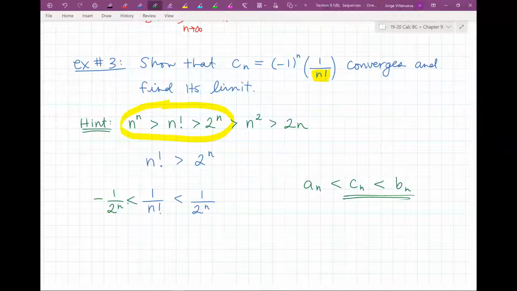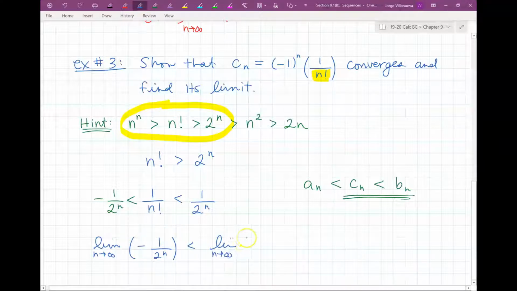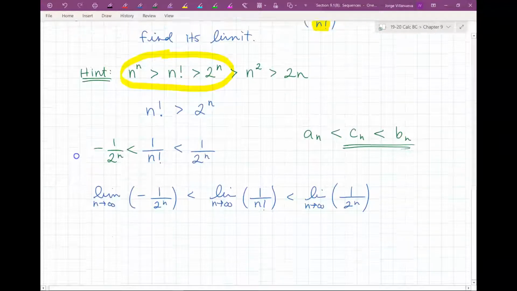All right. So to figure out its limit and to see whether or not it converges, what I'm going to do is I'm going to apply limits to everything. Okay? So the limit as n approaches infinity, I'll answer your question right now. Let me just write this out, is less than the limit as n approaches infinity of 1 over n factorial, which is less than the limit as n goes to infinity of 1 over 2 to the n, right there.